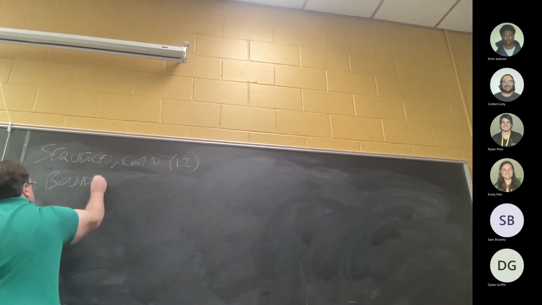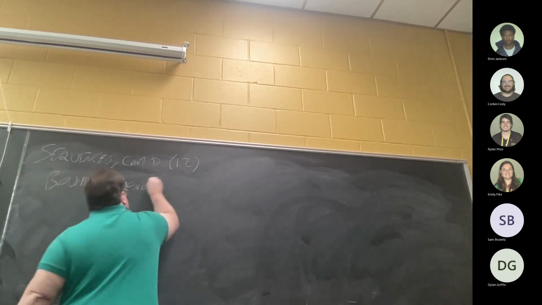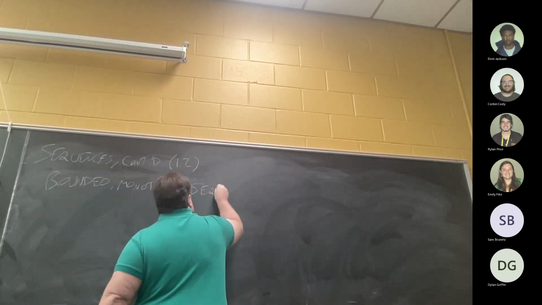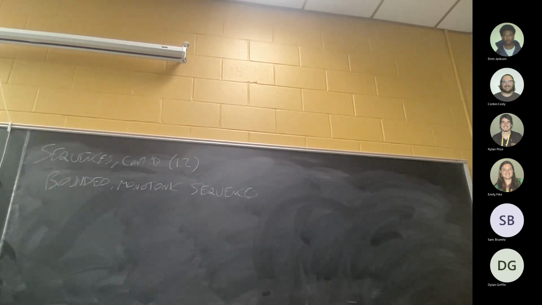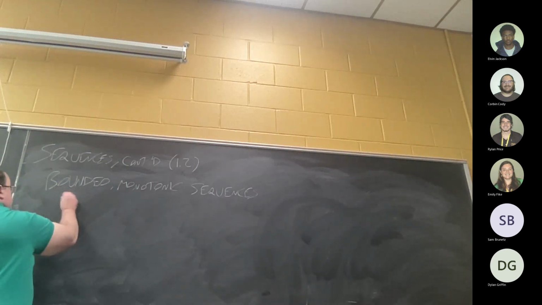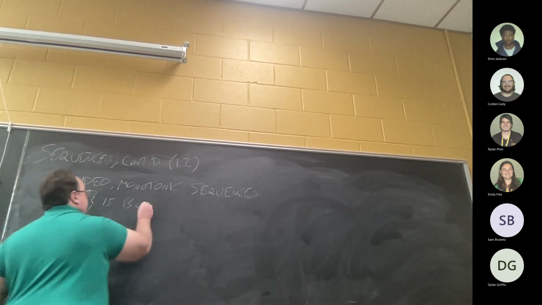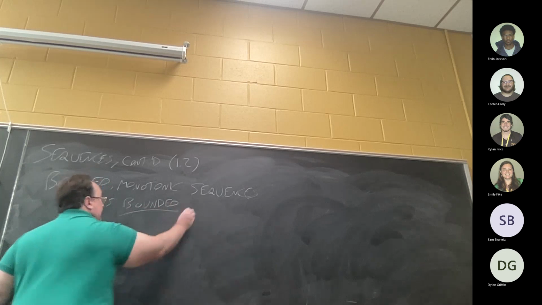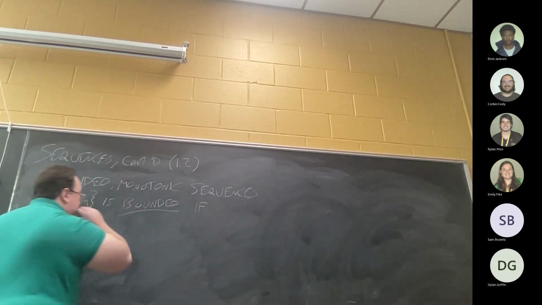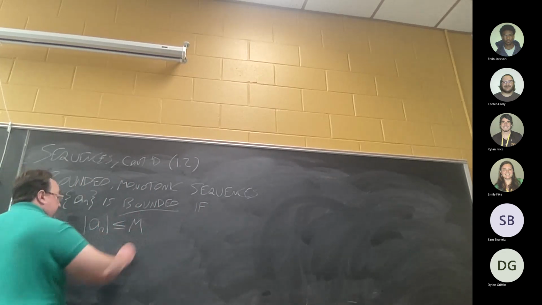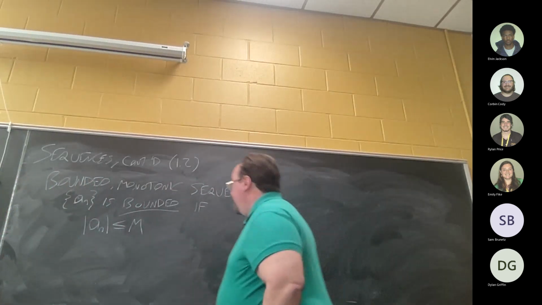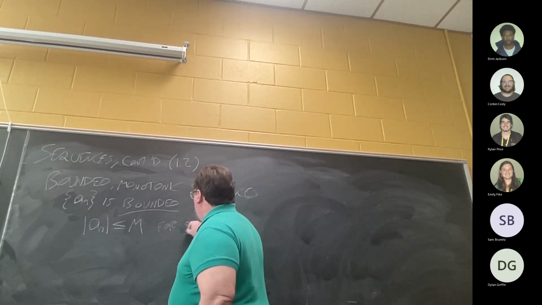Another way to tell a sequence converges is if it is in this category: bounded and monotonic. Now I'm just explaining what those terms mean. So a sequence is bounded if all the terms in the sequence in absolute value are less than or equal to some constant M.